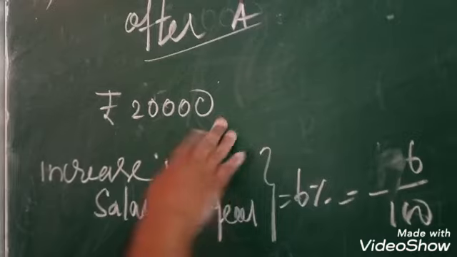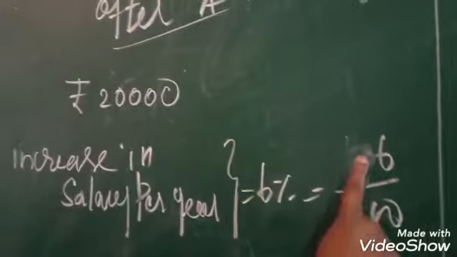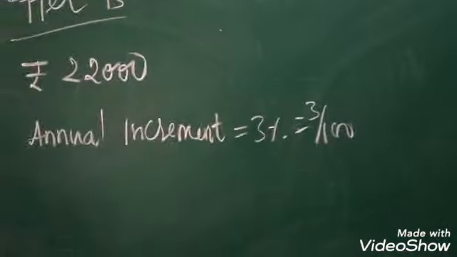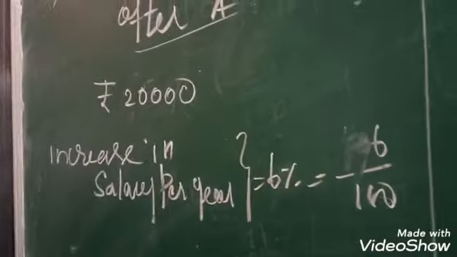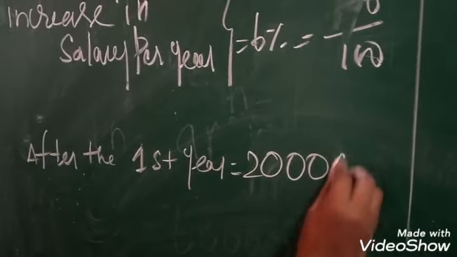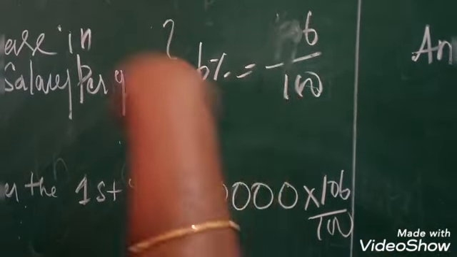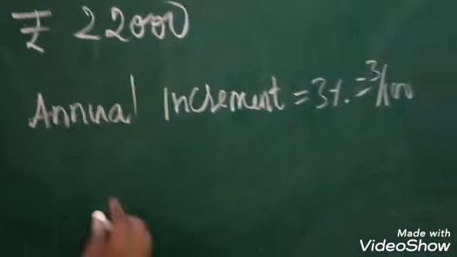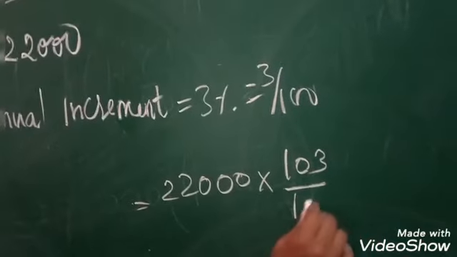So let us see. Offer A, 20,000 salary, but the increment per year is 6%, so 6 by 100. Offer B, 22,000 salary, but the annual increment is 3%, or 3 by 100. How in the last sum we saw, the same like after the first year, how much do you get? 20,000 into 106 divided by 100, because the 6% should be increased, 1 plus R by 100. Already we know the formula. Same here, after the first year, 22,000 into 103 divided by 100.